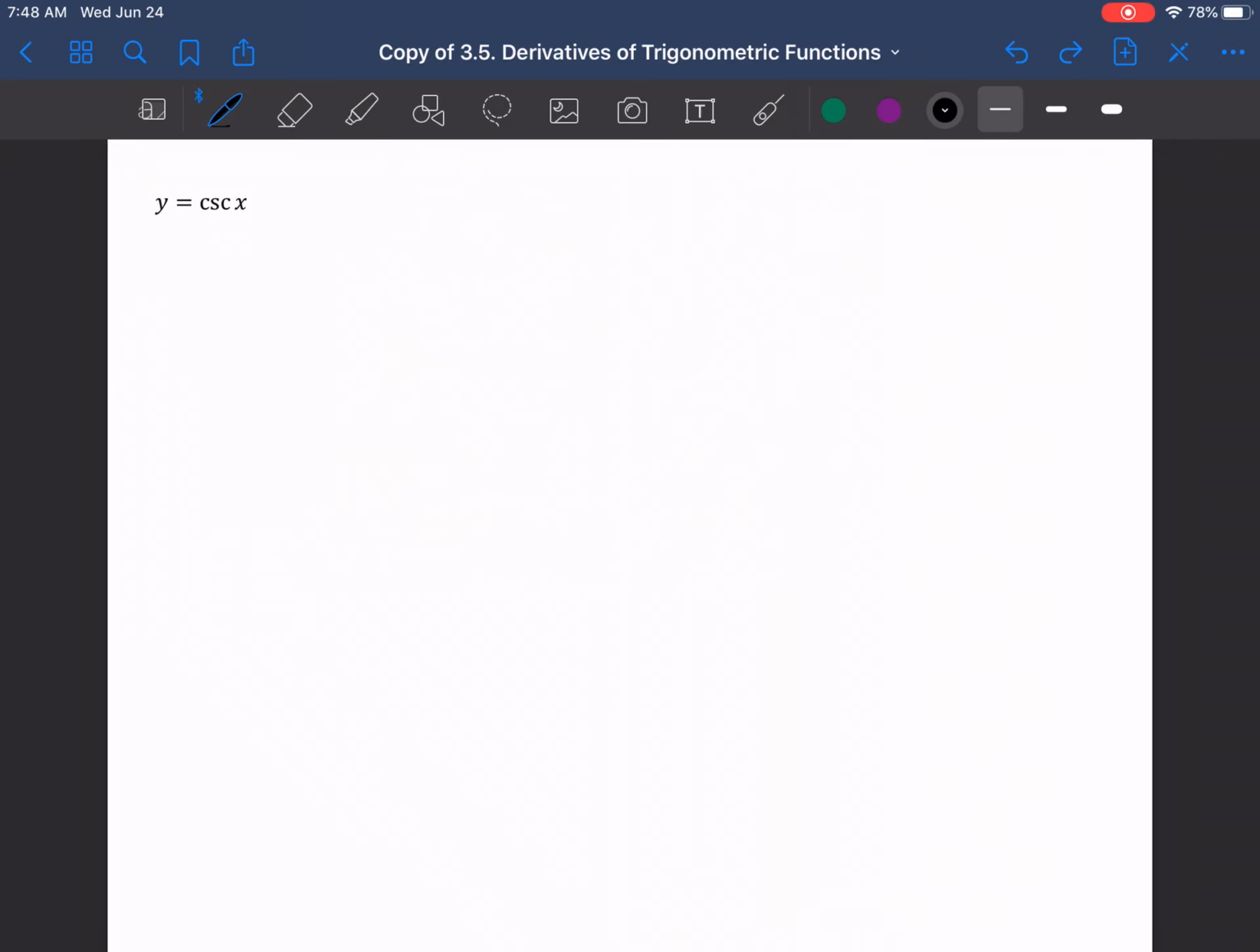All right, the next one, this here, I want you to try. Just keep in mind that cosecant is 1 over sine of x. So give that one a try, and then you'll be able to find the actual solution to it in the notes.